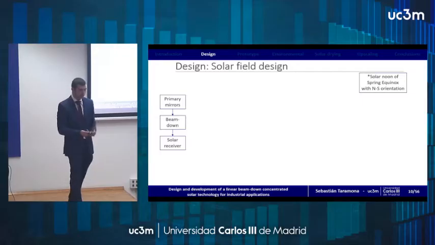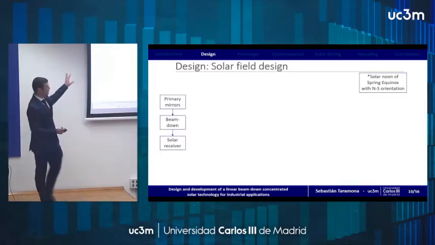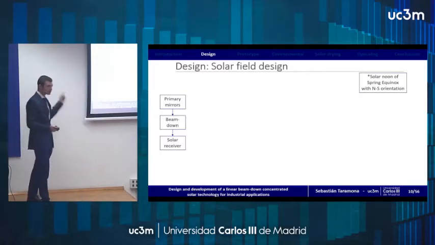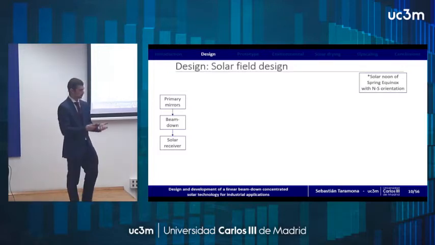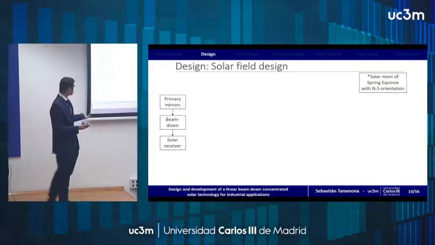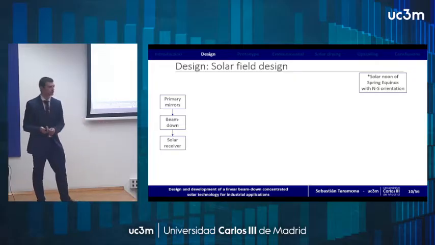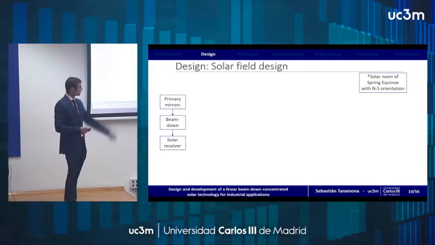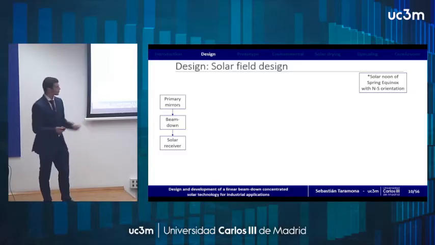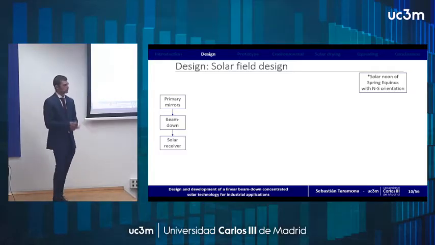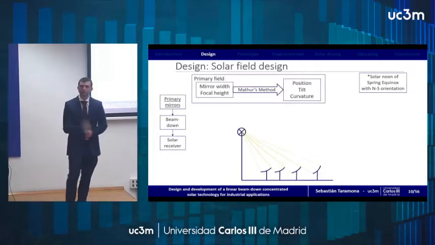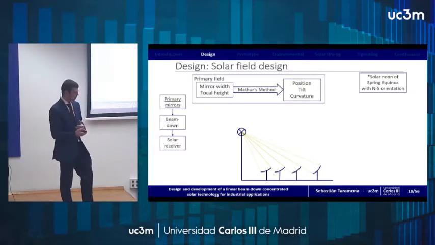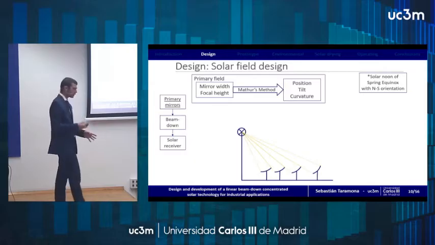So how do we design this solar field? We have to tackle the 3 different stages. First, the primary mirrors, that are the ones located near the ground level. Then the beam down, that's the improvement that we want to take into account. And finally, the solar receiver. This design process is considering solar noon for the spring equinox and always a north to south orientation of the solar field.